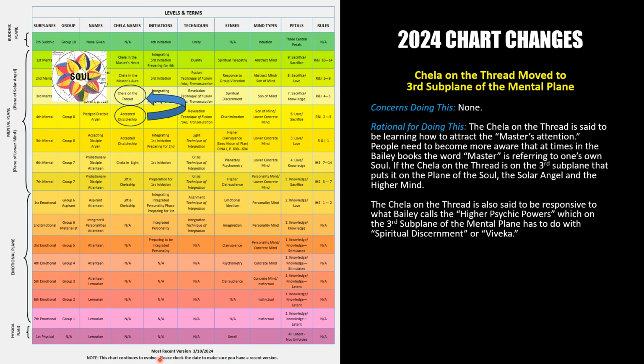The Chela on the thread is also said to be responsive to what Bailey calls the higher psychic powers, which on the third subplane of the mental plane has to do with spiritual discernment. We started to develop discrimination here. Spiritual discernment, or viveka, is here. And Bailey again assigned these senses to these subplanes herself.